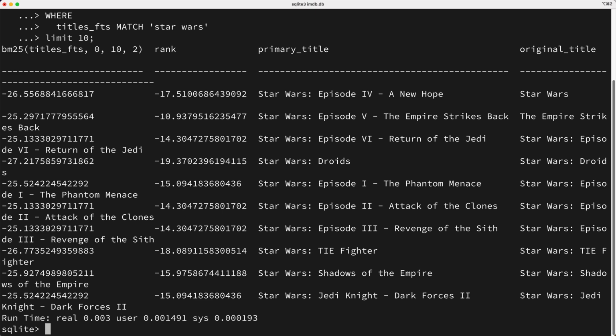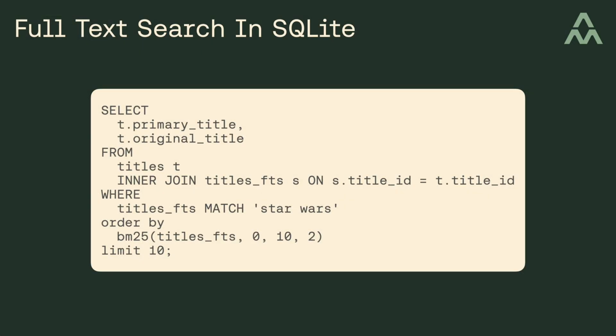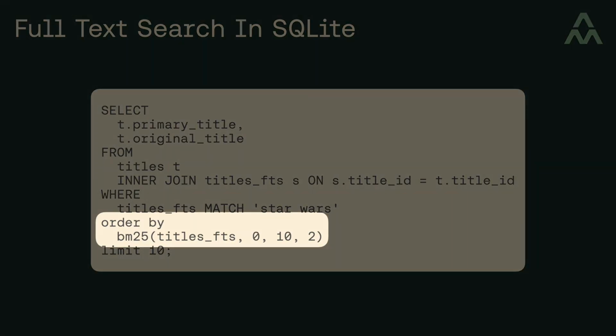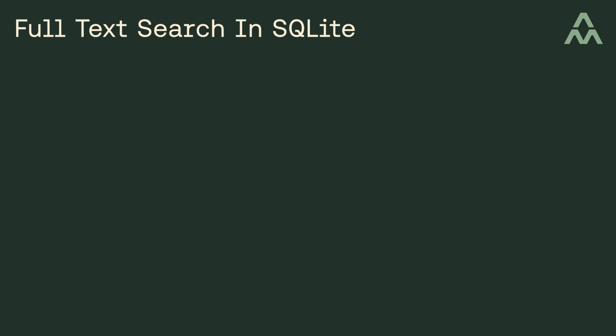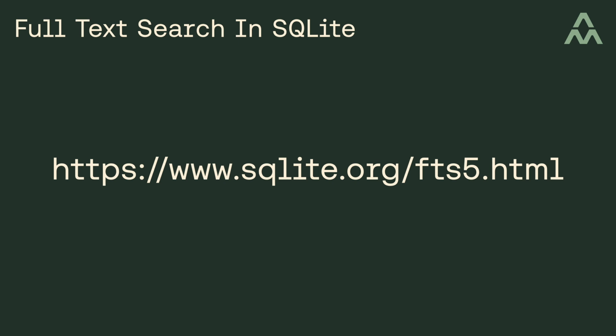Okay, so to order our results by relevance, we just need to order by either the rank or the result of the BM25 function. Okay, obviously there's much more you can learn about full-text search in SQLite, and you can learn more at this link, but hopefully this video has given you a bit of a head start.